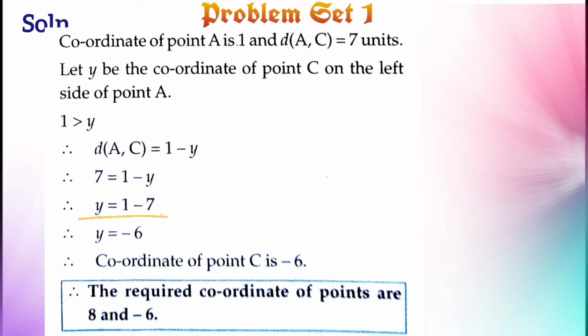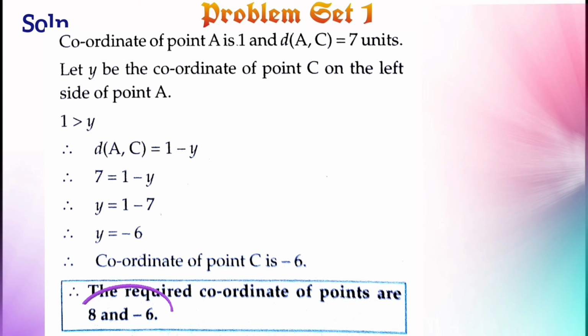And Y shifted to the other side, so the plus 7 will shift to this side and it will become minus 7. So 1 minus 7 is minus 6, with the sign of the greater number, that is 7. So therefore Y equals minus 6. Therefore the coordinate of point C is minus 6 and the coordinate of B was 8. So we found both the coordinates which are 7 units far from point A. Therefore, the required coordinates of the points are 8 and minus 6.